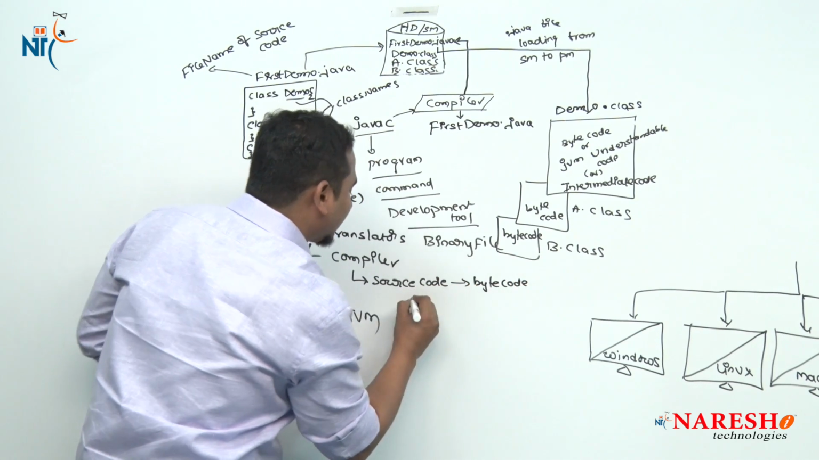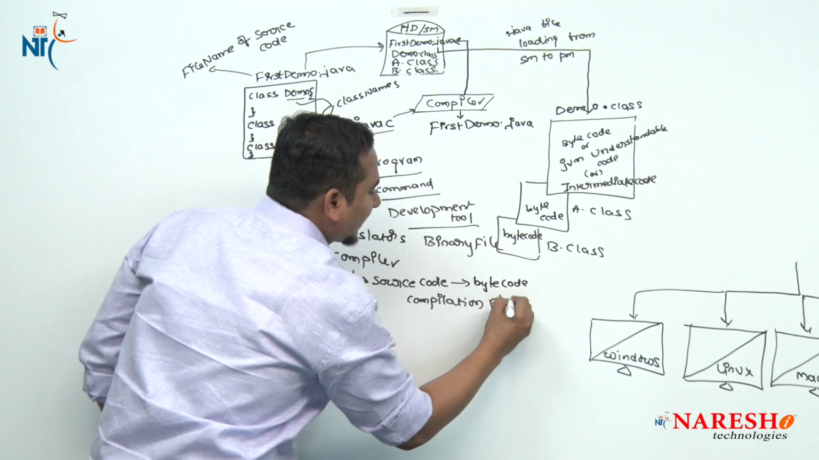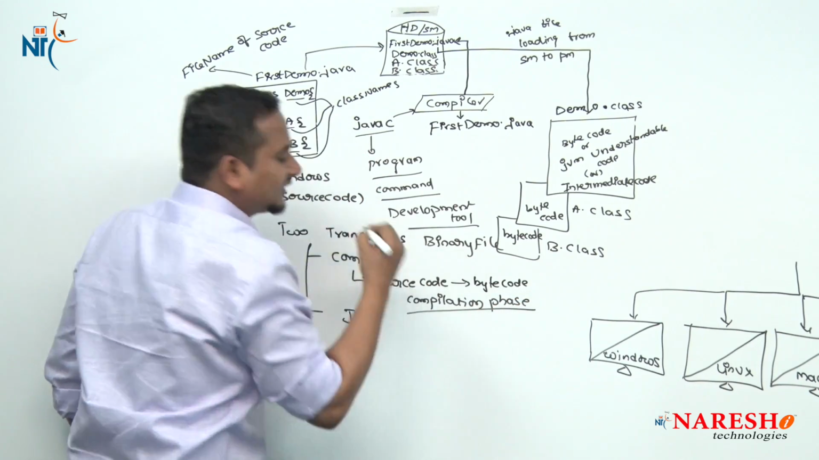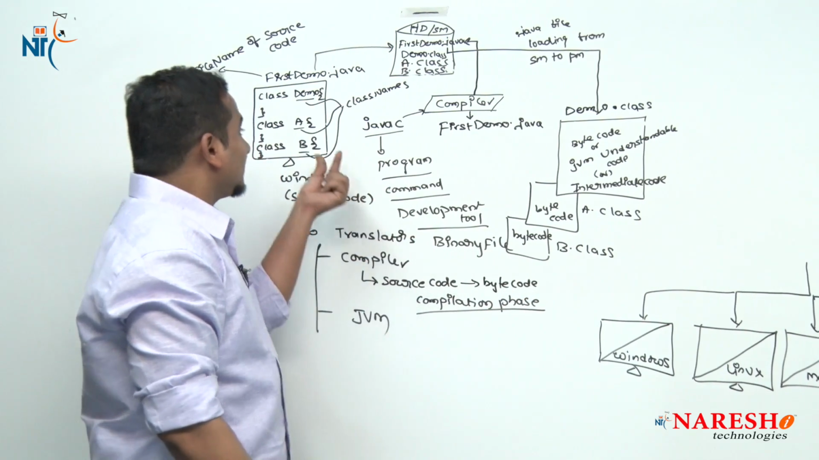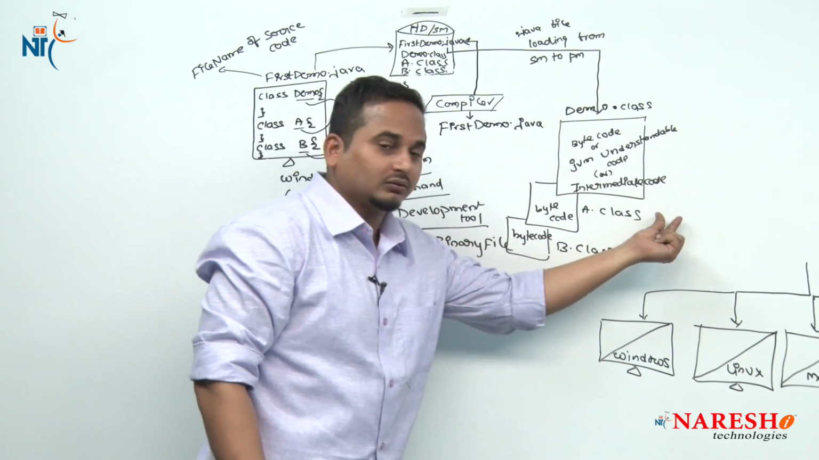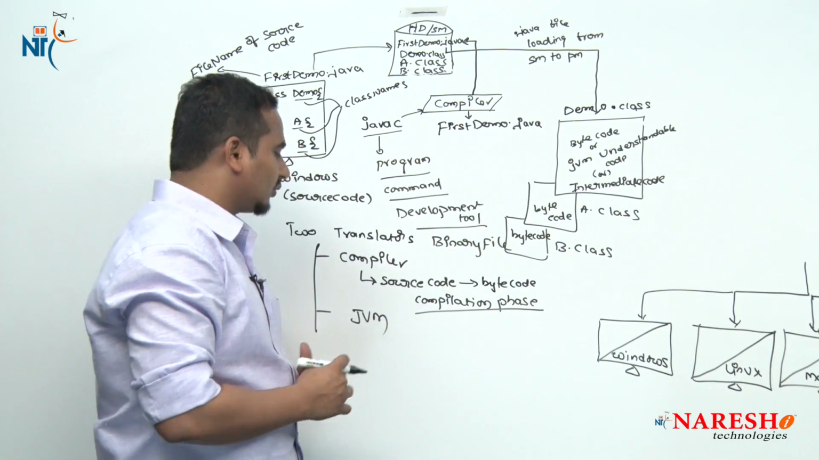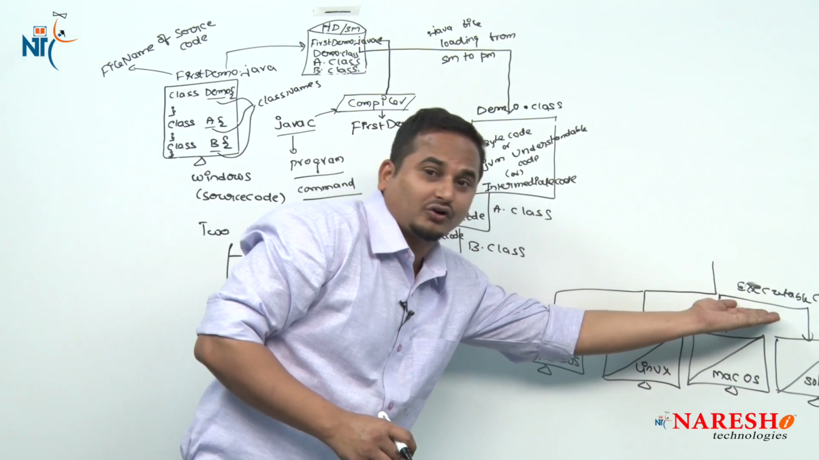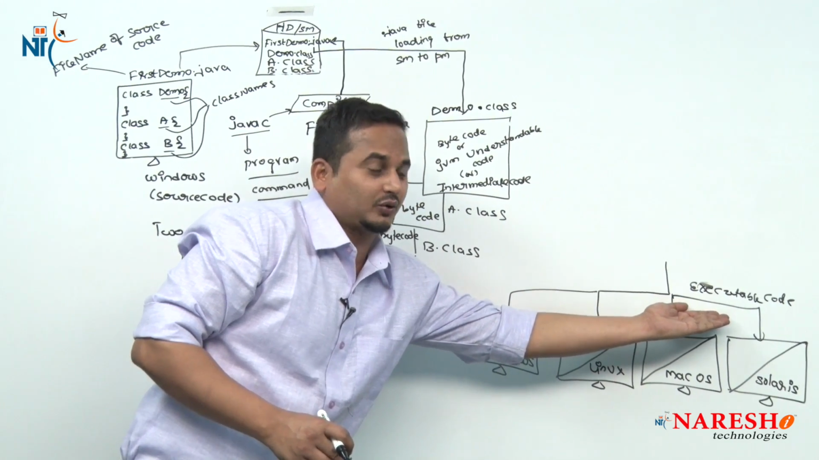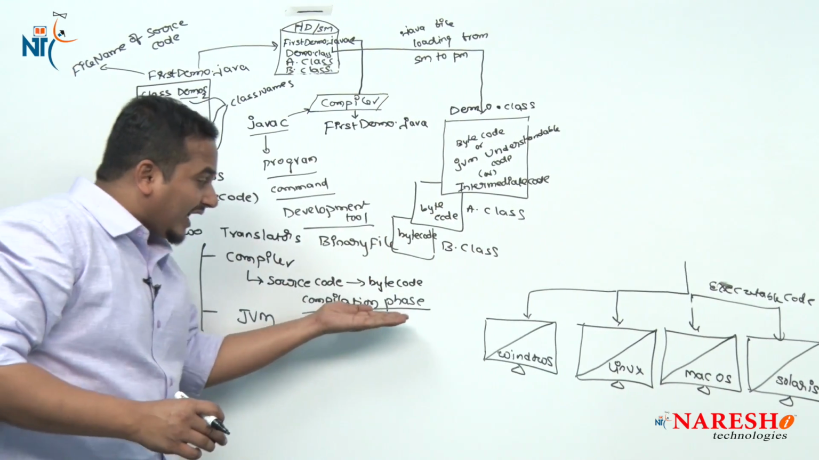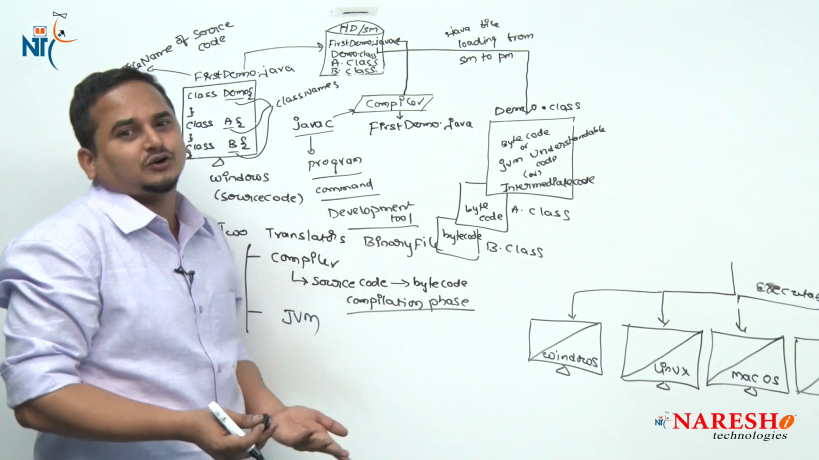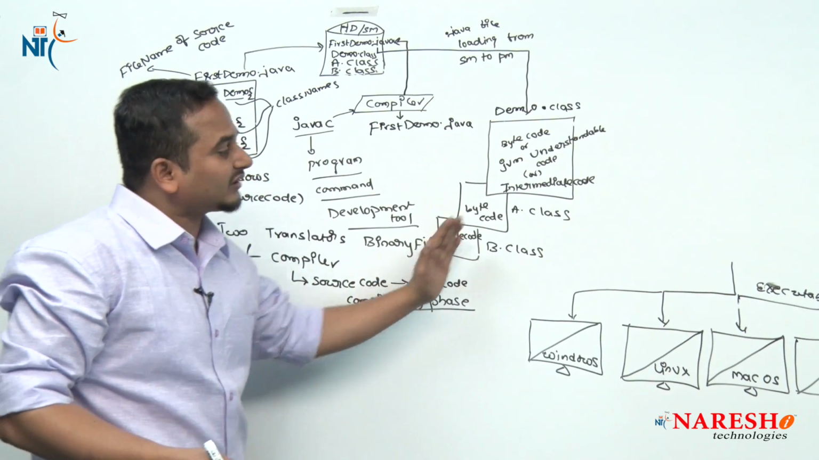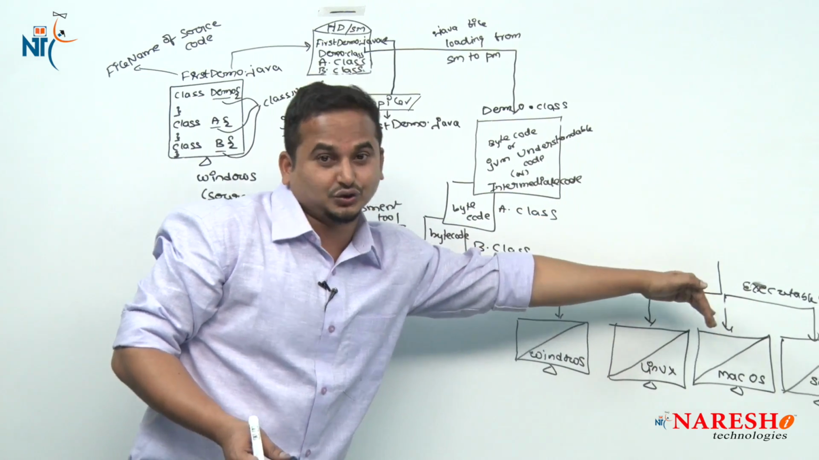This phase we can call what? Compilation phase. In the compilation phase, source code will be converted into bytecode. Now if you want to execute the program in the machine, what type of code do we require? Executable code. But up to now, what type of code do we have in hand? Bytecode. Then what should I do? I need to convert this bytecode to executable code.